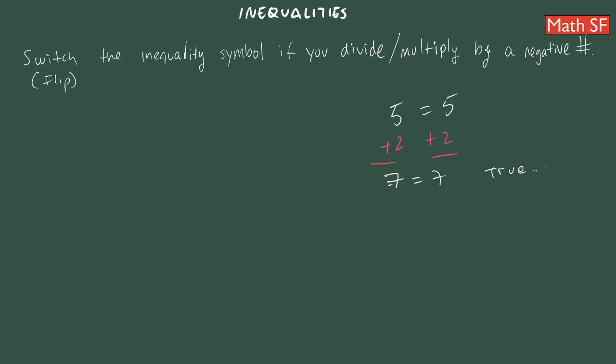For example, 2 is less than 5. This is a true statement. Now, if we add plus 2 on both sides, we will have 4 less than 7, and that remains true. Now, let's subtract 3 on both sides, and you still have a true statement, 1 less than 4.